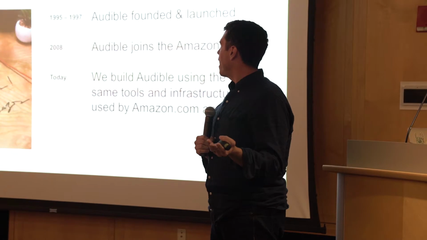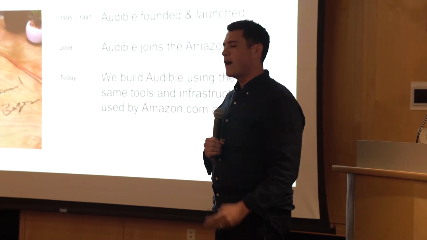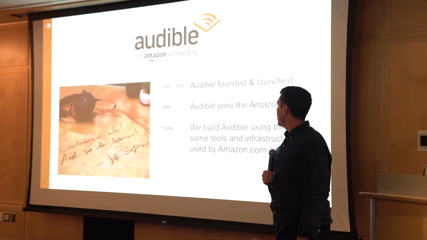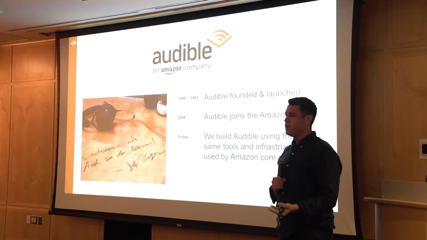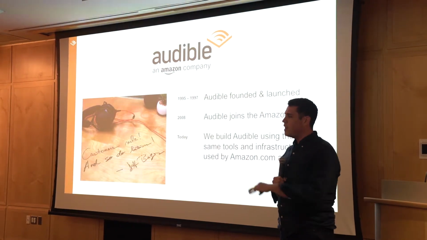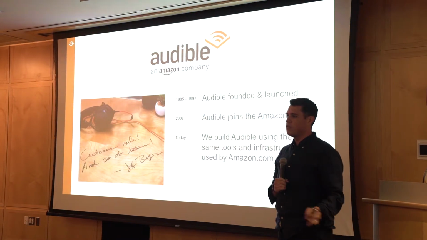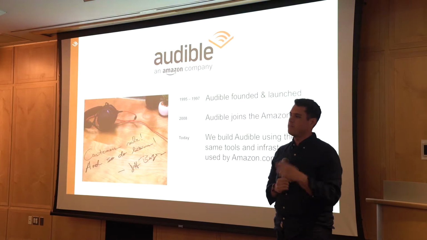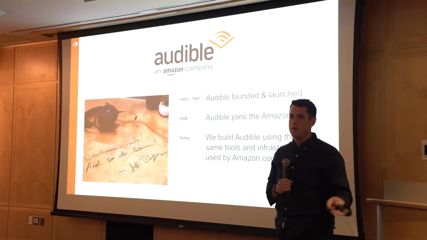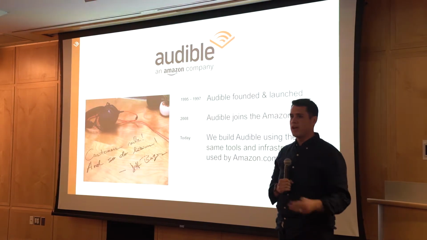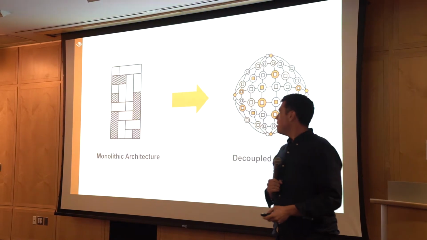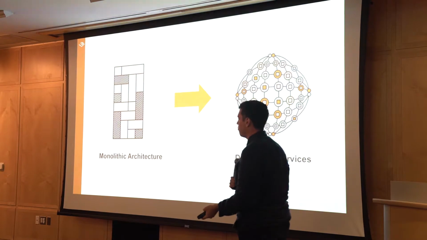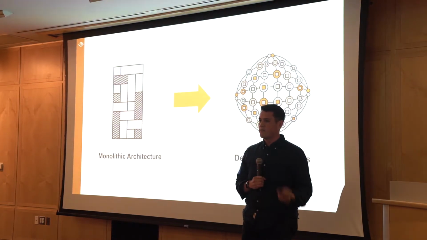Just some quick background on Audible. Audible goes back a pretty long ways. We were founded sometime in the late 90s and launched. In 2008, Audible joined the Amazon family. So today, all of the work we do at Audible, we're using the same tools and processes and infrastructure that Amazon's using for services like Amazon.com and AWS. So we're using all of the same kind of infrastructure and tooling. And Amazon themselves went through a pretty well-publicized and well-documented journey toward faster delivery.